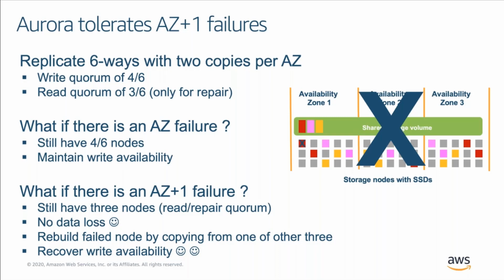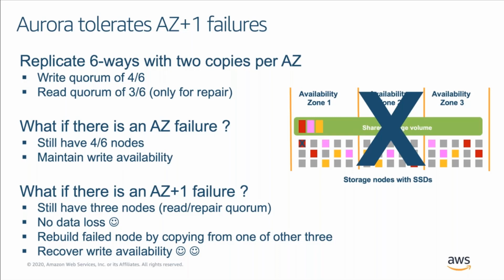But now you can ask, what happens if you lose an AZ and an additional node? Now you're in the world of an AZ+1 failure. Well, let's walk through what happens in this scenario. First, if you lost an AZ and you've lost another node, you still have 3 nodes. That is enough to establish a read or a repair quorum. What this really means is that you haven't lost data.